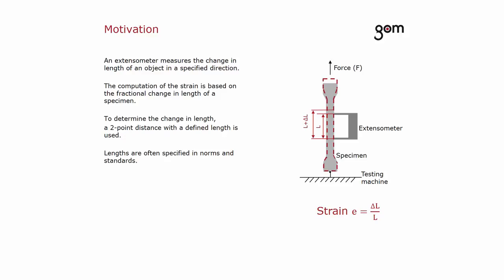To determine length change, a two-point distance with a defined length is used. Lengths are often specified in norms and standards. You can comply with norms by using a given length and direction. You can also compare the change in length of a specimen in multiple measurements. An extensometer requires a defined length.